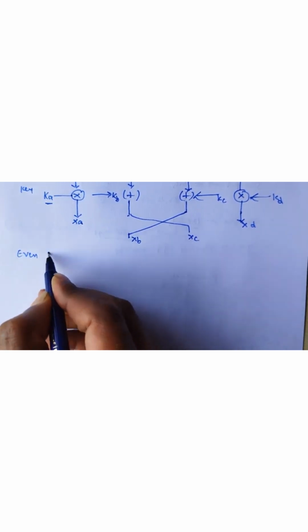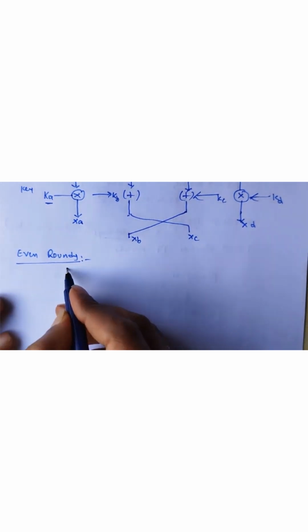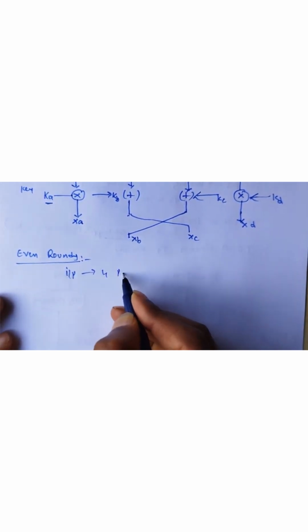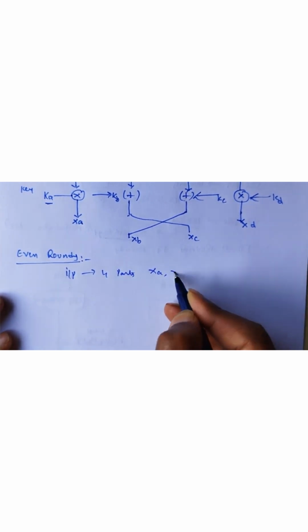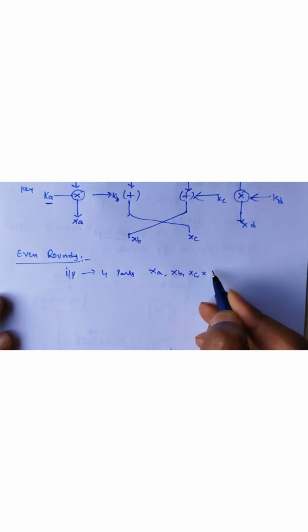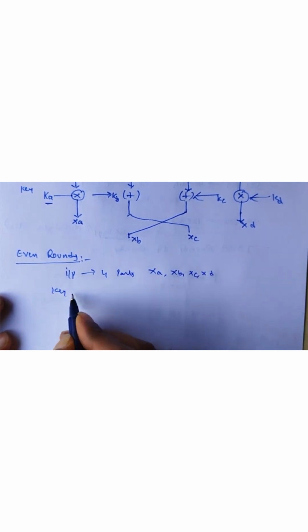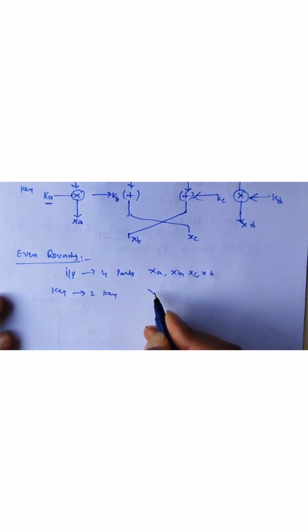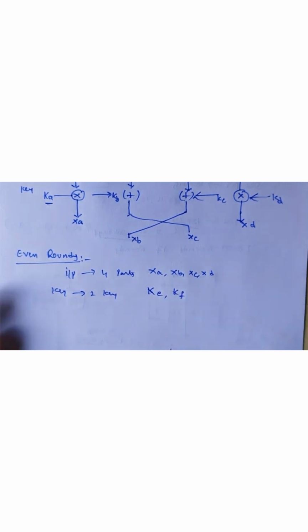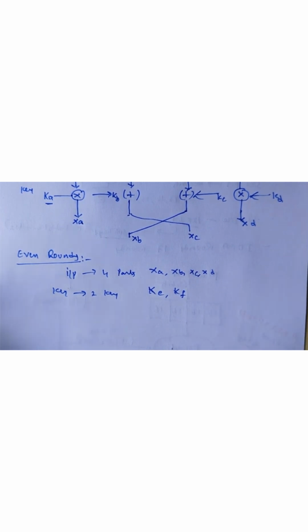And what about even rounds? Okay, we'll see even rounds. In even rounds, what is the input? Input is four parts: XA, XB, XC, XD, and the keys are two keys, KE and KF. Because we already used the first four keys, KE and KF are the next keys.